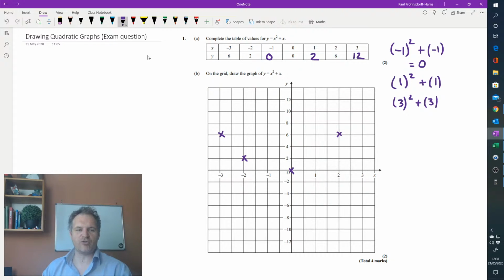So we can now plot the missing bits. I'll do those in a different colour so you can see that they're the ones that we've added in. -1, 0, 1, 2, and 3, 12. So we then smooth curve it. You will lose marks if you do not draw the curve. You notice this is how many marks are available. 2 marks. 1 for plotting correctly, 1 for making it a smooth curve. And we also write y equals x squared plus x.